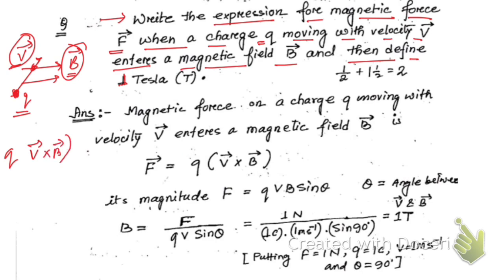So why cross product? We know that when you find a cross product of two vectors, a cross b, suppose a cross b is equal to vector c, then this c vector is always perpendicular to the plane containing the a vector and b vector. Now let me explain why this cross product. Let me insert a picture before that to explain it.